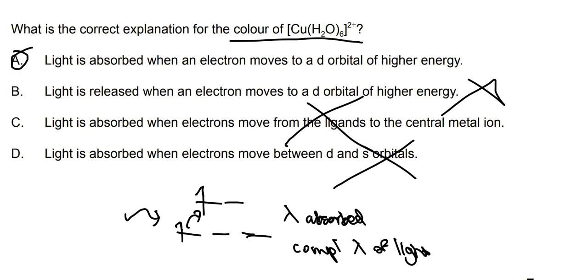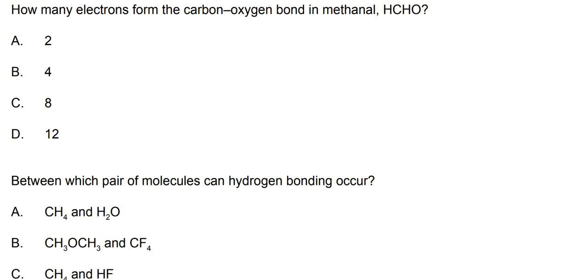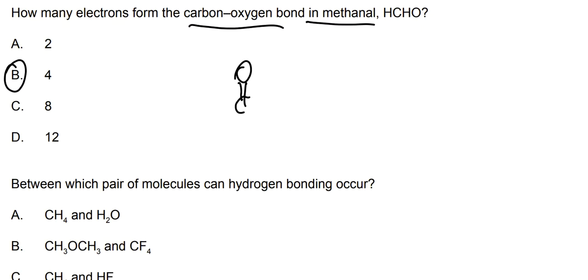In the meantime, let's go over to the next question. How many electrons form the carbon-oxygen bond in methanol? So methanol is an aldehyde, so it should be 4 electrons because carbon forms a double bond with oxygen. Be careful because this question might trick you into thinking that methanol is like that, but that's actually methanal, not methanol. So this one's wrong.